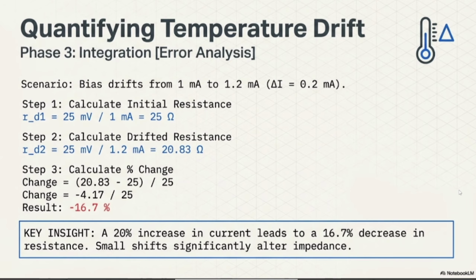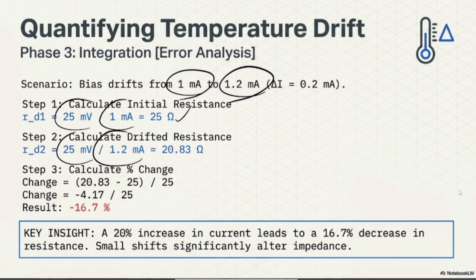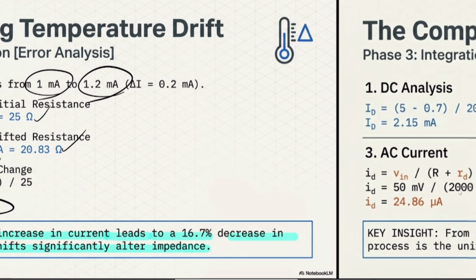So let's quantify what would happen if temperature changed and my small current, the I, changed from 1 milliamp to 1.2 milliamp. The RD1, or the RD at the beginning, was what? It was VT divided by my first current, 25. And R2 is going to be VT again divided by its new current. So you can see what happened at this point. We can say that a 20% increase in current leads to a 60.7% decrease in the resistance itself. A small shift significantly altered the impedance itself.